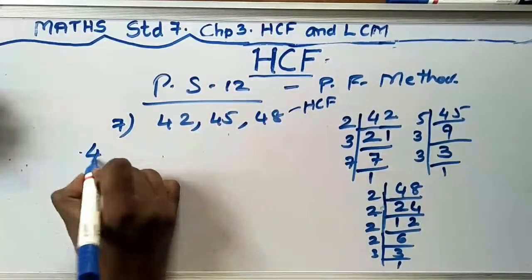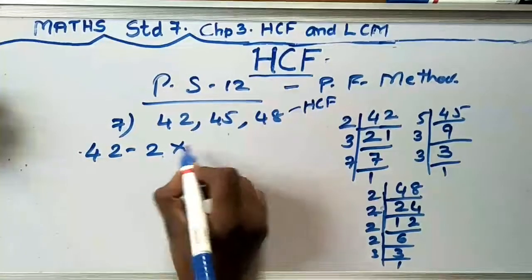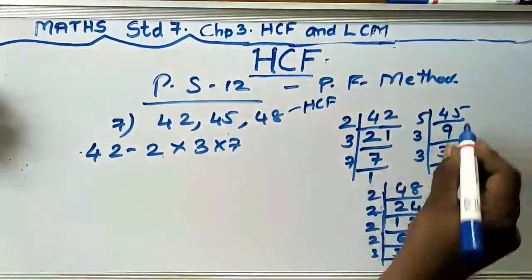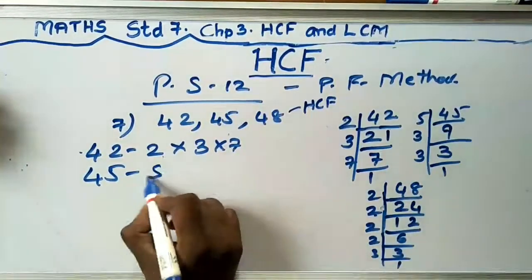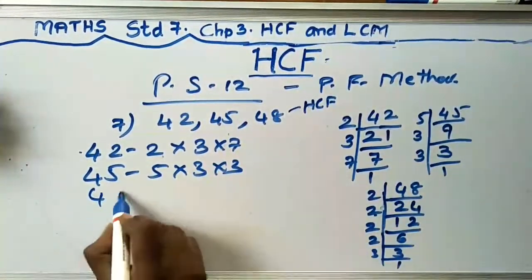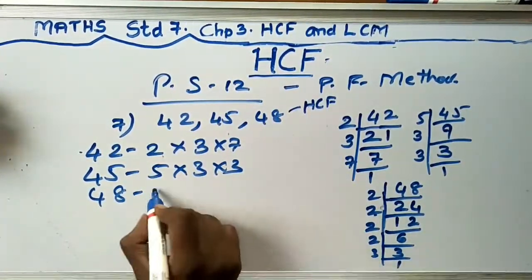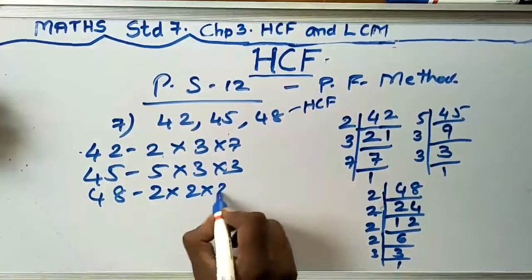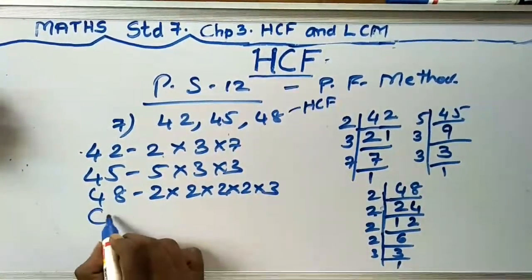So I'll write 42 is 2 into 3 into 7. 45 is 5 into 3 into 3. 48 is 2, 2, 2, 2, 3, meaning 4 times 2, 2 into 2 into 2 into 2 into 3. So let us find the common factor.